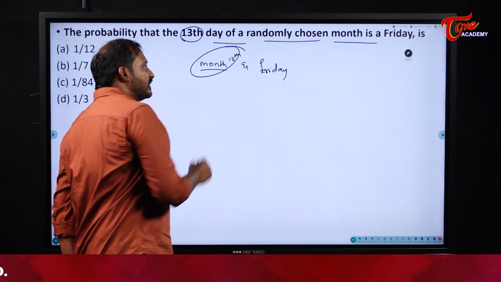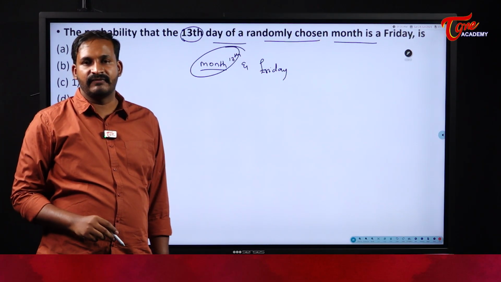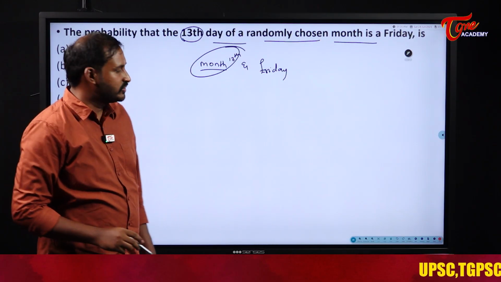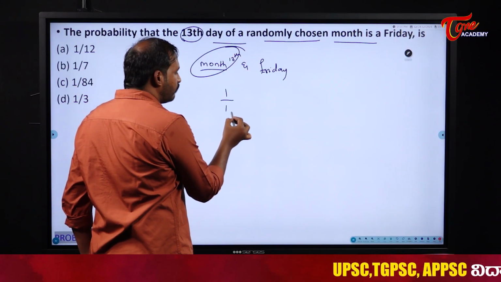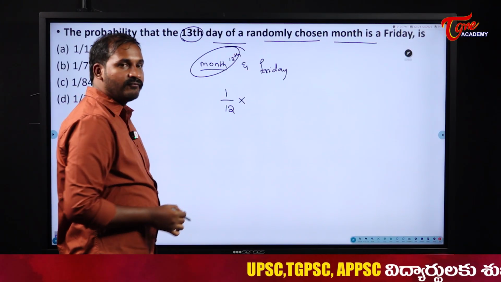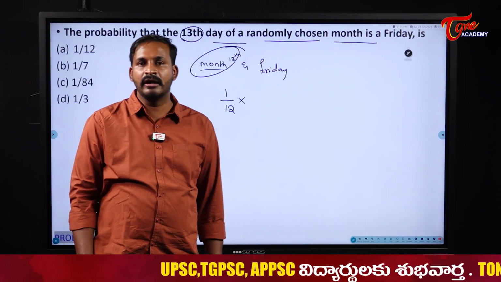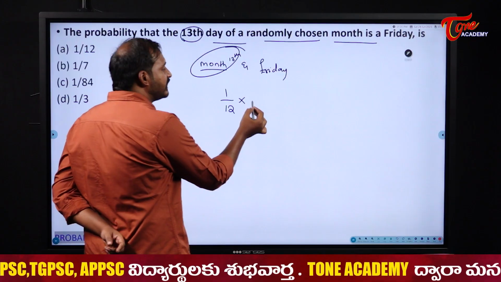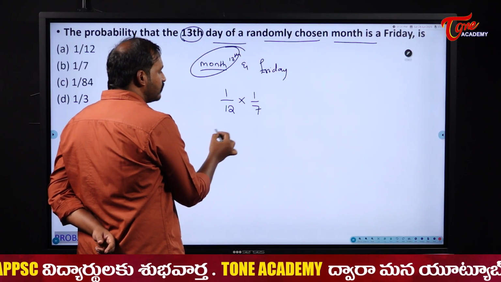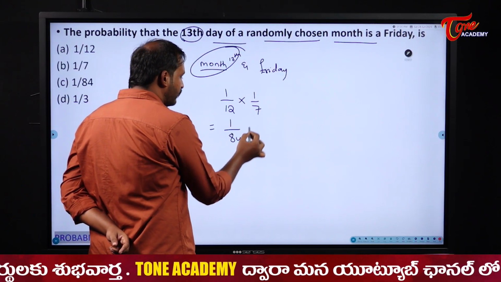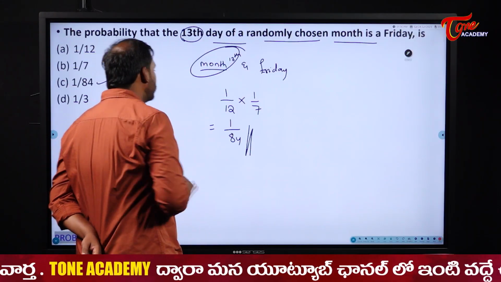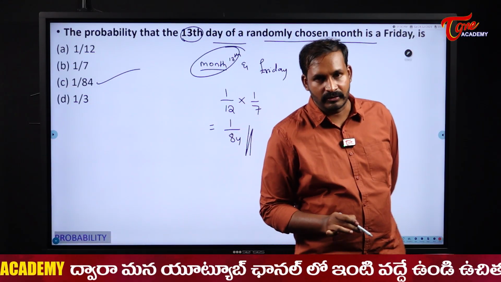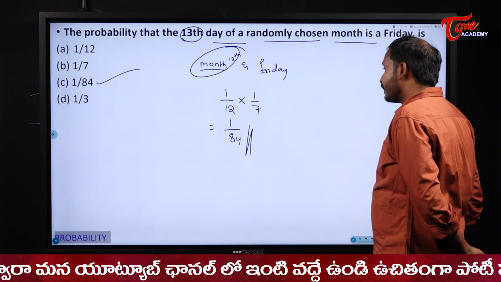So out of 12 months, how many 13ths of a month will be there for us? We will have 12. So that means 1 by 12, 1 month out of 12 months, into Friday. In a week, how many days do we have? 7. From that 7, definitely it should be a Friday, right? So what is the probability of getting a Friday? 1 by 7. So overall it becomes 1 by 84. The probability here becomes 1 by 84. Next one.